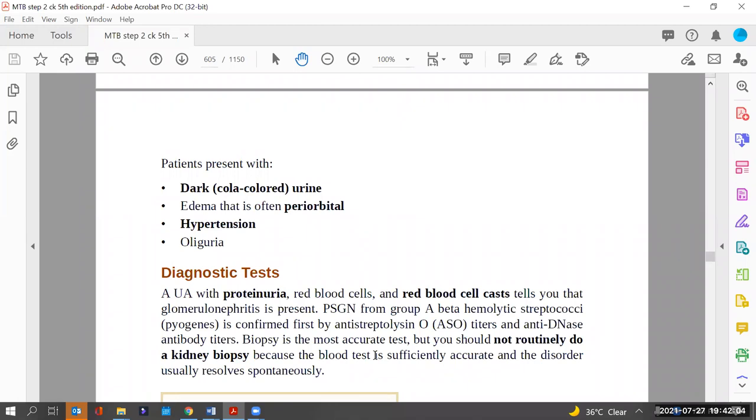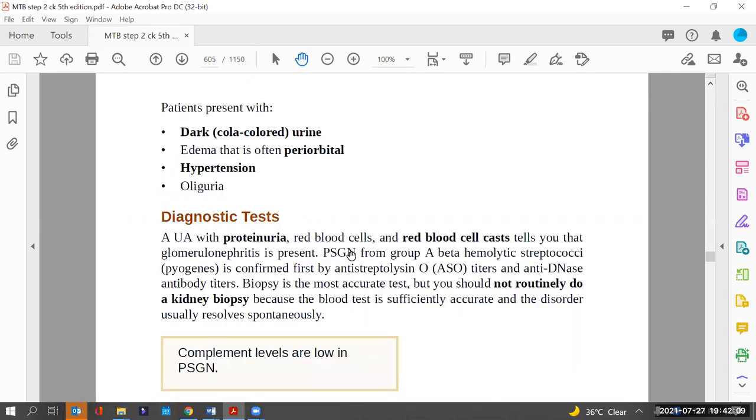It's confirmed first by anti-streptolysin O titers and anti-DNase antibody titers. If this is actually caused by group A beta-hemolytic streptococci, then only we will go for the ASO titer, and we can do the anti-DNase antibody titers, which will come positive. Biopsy is the most accurate test. Usually we will never prefer to go for biopsy, but again, we have this most accurate one. You should not routinely do a kidney biopsy because the blood test is sufficiently accurate and the disorder usually resolves spontaneously. So once the infection subsides, of course, you don't need to do anything.